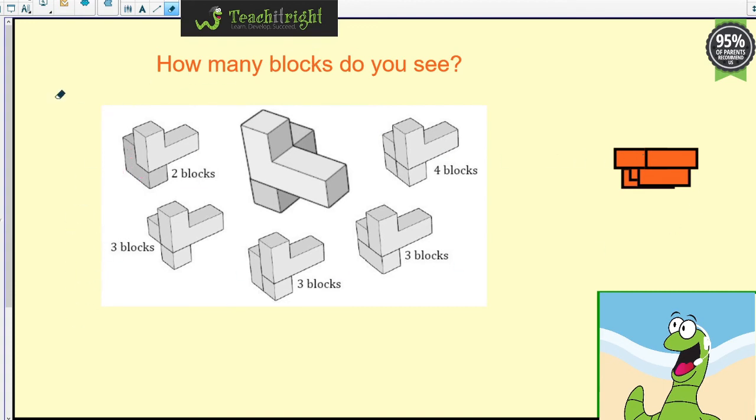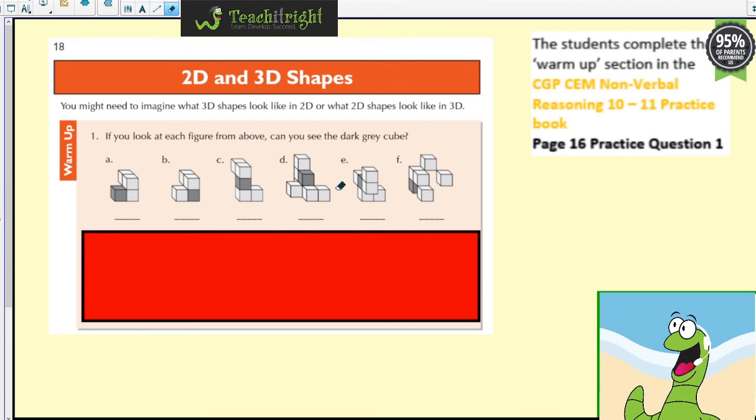Let's actually put this into practice by looking at some of the questions. I have a little warm-up activity for you here. And this one is simply asking, can you see from above the grey shape? Now, really important, from above means we're looking down. I'm going to do A and B with you because I want to get you used to this style of question. And actually, guys, it's page 18 where you'll find this.